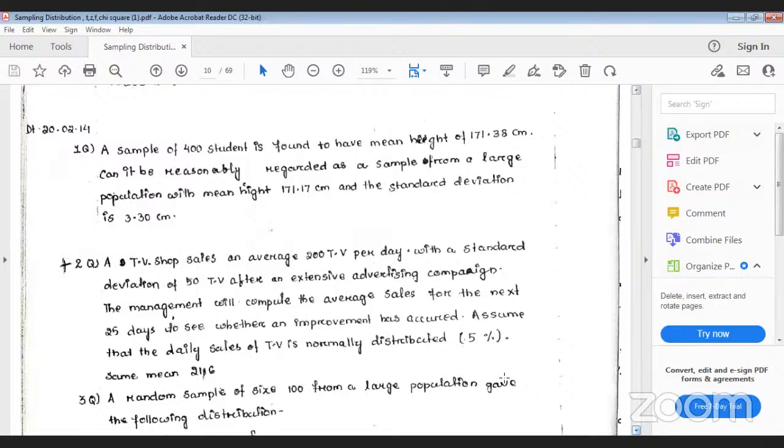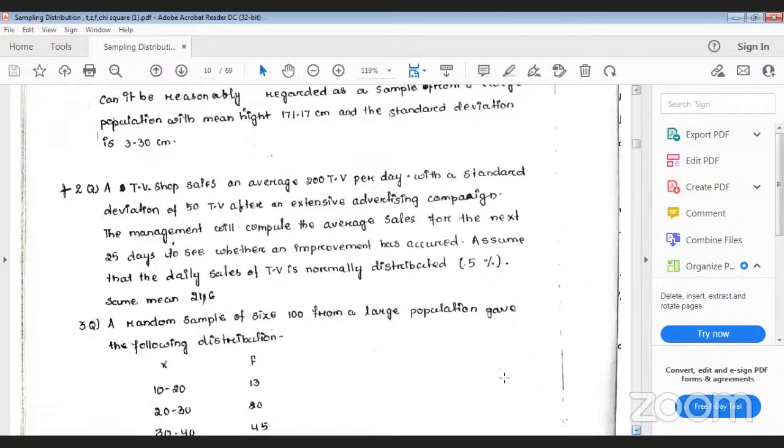The sample size is given as 400, which is greater than 30, which means you have to apply the normal Z test. The sample mean X bar is given as 171.38 centimeter, the mean height of 400 students. The population mean height is given as 171.17. Whether this statement is true or not, we now have to test. And the population standard deviation sigma is given as 3.30 centimeter. I think you can do this problem by yourself.